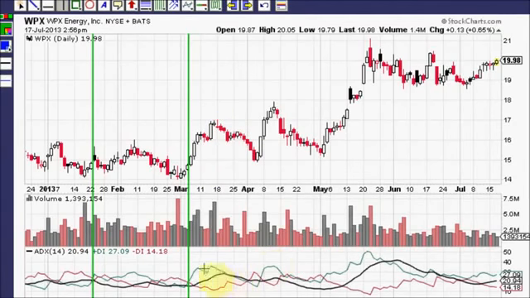The next time it happens is right here, and the stock makes another move from $15 to $18. A very bullish buy signal. This is the next buy signal the DIs gave.